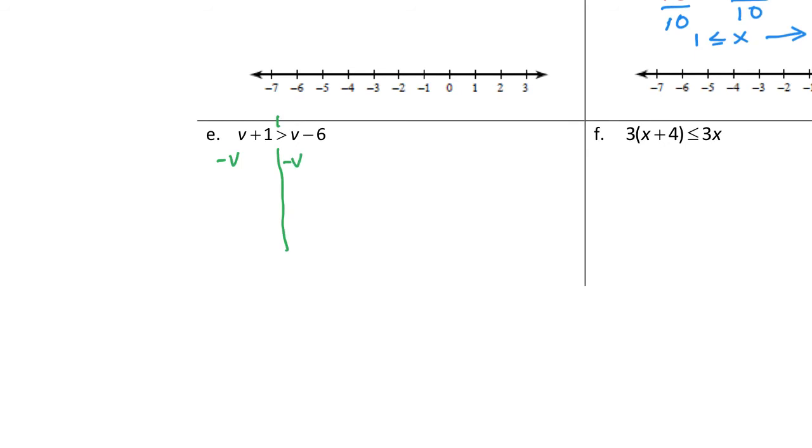I end up with the v's canceling. And some of you might have seen that that was going to happen right away. So I end up with 1, and it cancels over here too. 1 is greater than negative 6. So what I want to do is ask myself, is that true or is that a false statement? Well, 1 is greater than negative 6. So this is true. And what that means is, we've learned this before, if our variables cancel out and I'm left with a true statement, then my answer is all real numbers, or sometimes we say infinite solutions.